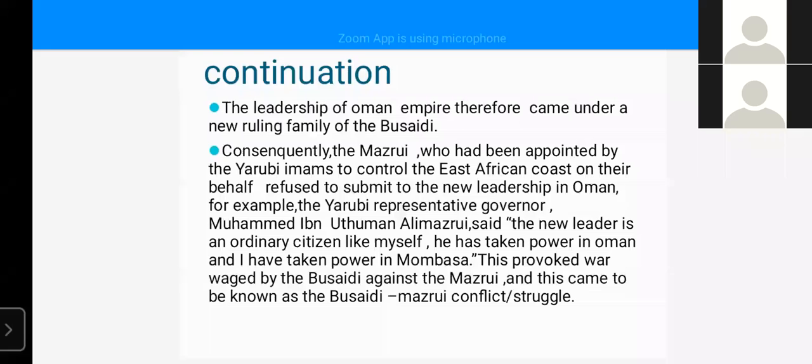So when conflict started in Oman, the two families fought each other, and the Yarubi were defeated. So leadership of Oman therefore came under a new family, the Busaidi. Consequently, the Mazrui, who were the ambassadors that had been appointed by the Yarubi as legitimate leaders along the East African coast, refused to recognize the new leadership in Oman. And what did they say? That's when we shall have the governor, Muhammad Ibn Uthman al-Mazrui, saying, the new leader is an ordinary citizen like myself. He has taken power in Oman. I have taken power in Mombasa.